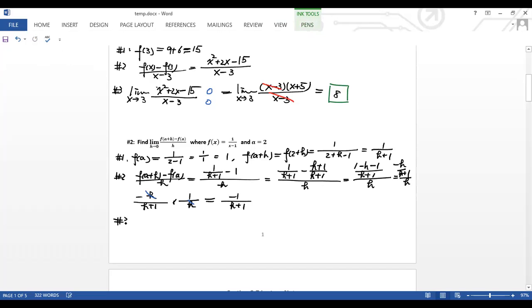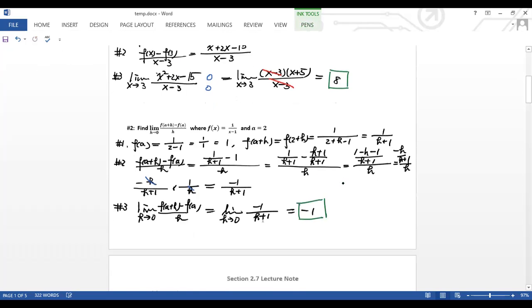Now the last step here is the limit. Take h approaching zero, right? So f of a plus h minus f of a over h will just be the limit as h approaches 0 of negative 1 over h plus 1. So what is here? This will be negative 1, right? So that means the slope of this function at 2 is equal to negative 1.